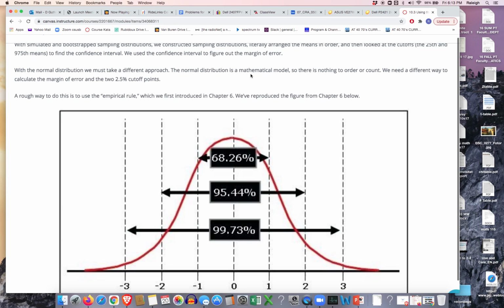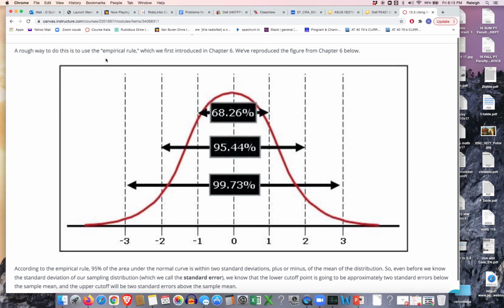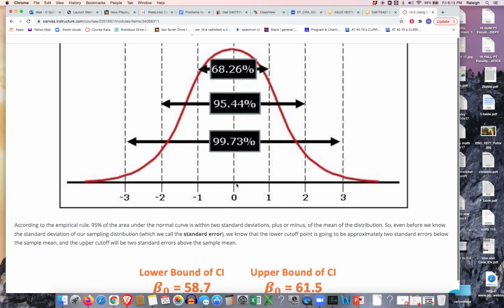The normal distribution is a mathematical model. There's nothing to order or count, but we need to find other things. And so a rough way is called the empirical rule. What it's saying is within one standard deviation of the mean. These are z-scores now. So one standard deviation above the mean, one standard deviation below the mean, and of course sitting right on the mean. We look at that little arrow here. 68.3%, a little more than two thirds, will be within one standard deviation of the mean.